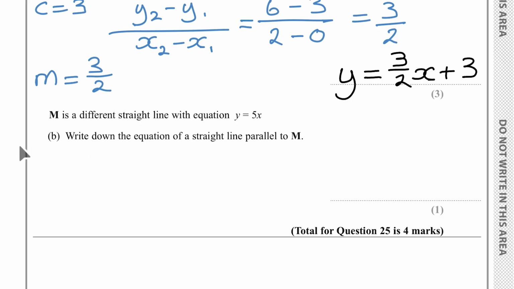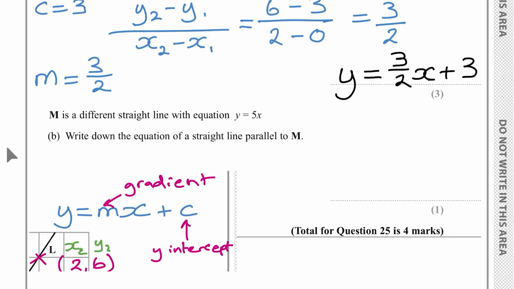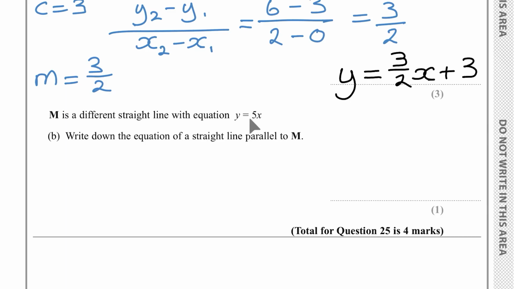Okay, so when straight lines are parallel to each other, they have the same gradient. And we know the gradient is m, and all m is the coefficient of x. It's the number that's in front of x. So the number in front of x in our equation y equals 5x is 5. So any line with a gradient with an m value of 5 will be parallel. So choose any line, write the equation out, y equals 5x, and just say add a 1.